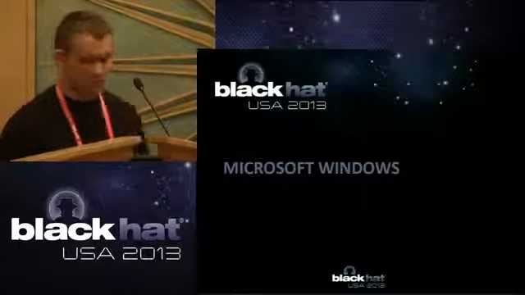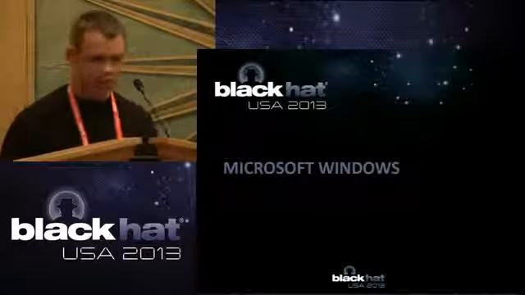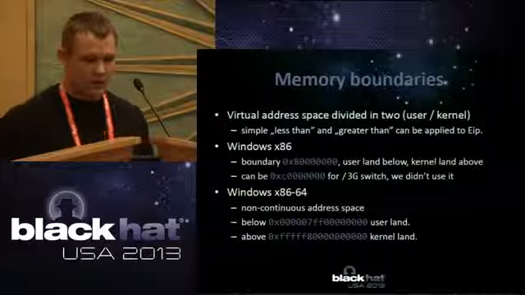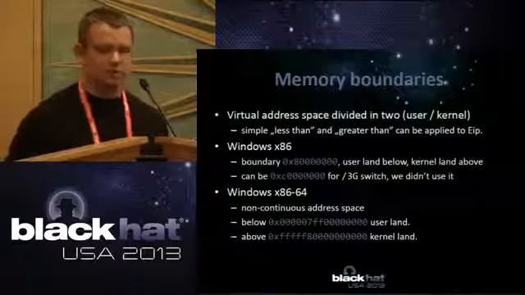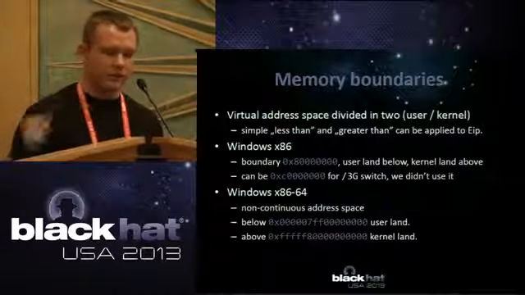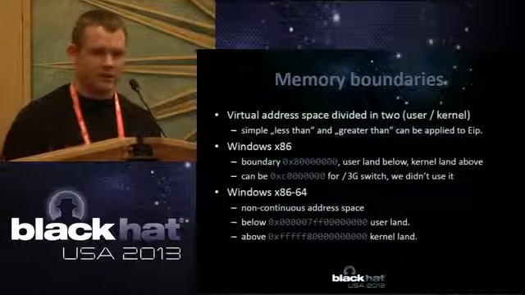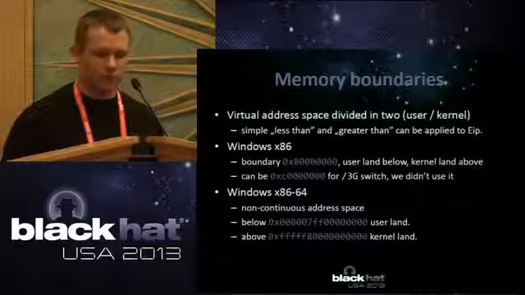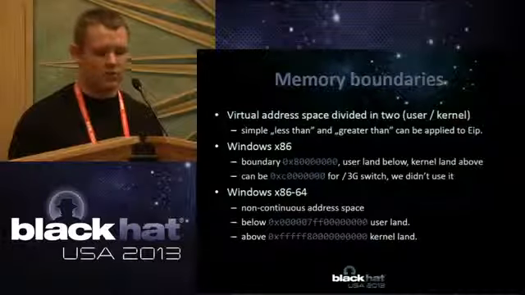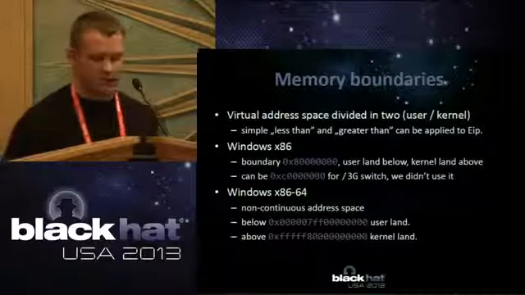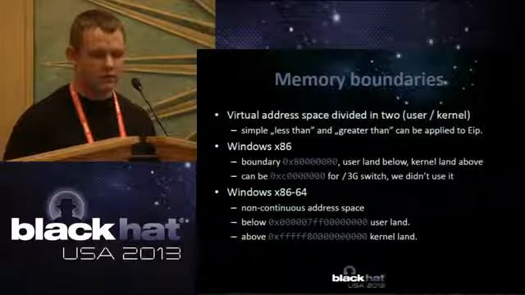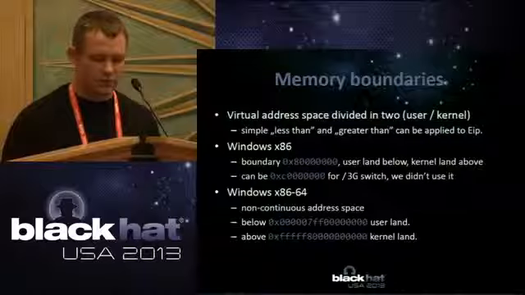So let's start with Microsoft Windows, the most interesting part in my opinion. When it comes to the distinction between user and kernel mode, it's really simple in Windows, because the entire address space is basically divided into two parts, and you can use a less than or greater than operator. So you can see the memory boundaries here. They are different obviously for 32 and 64 bit versions of Windows.